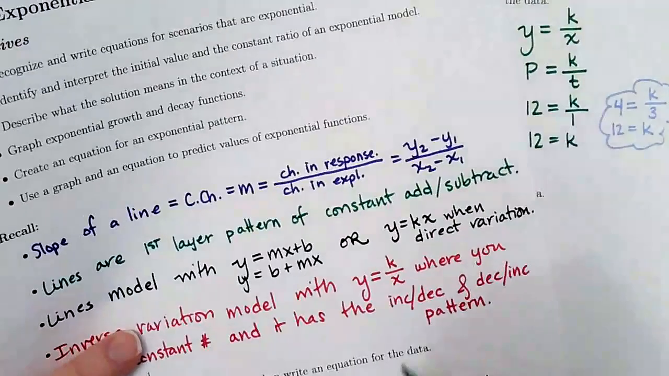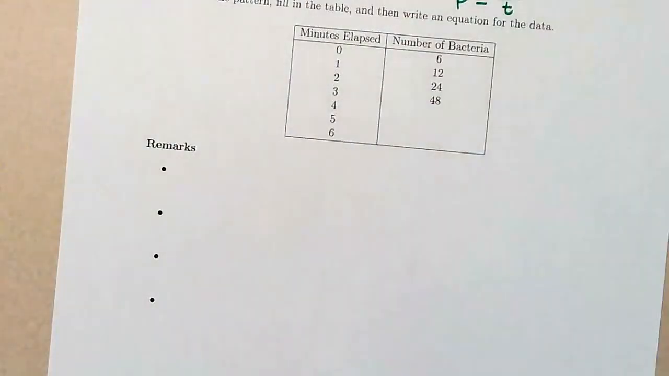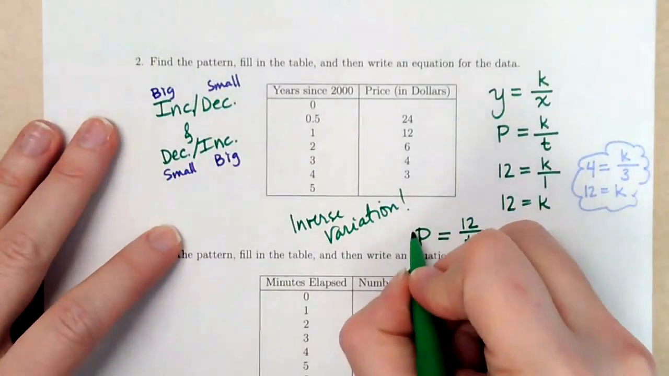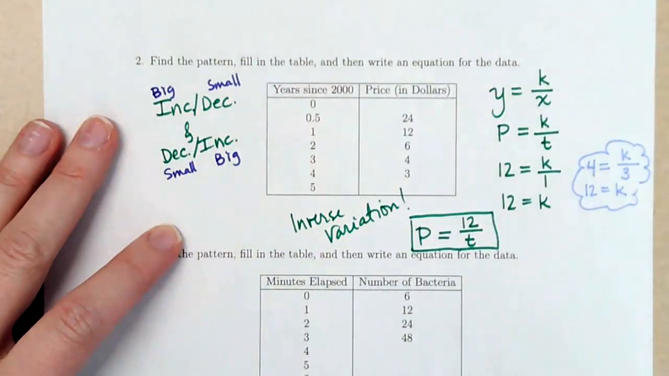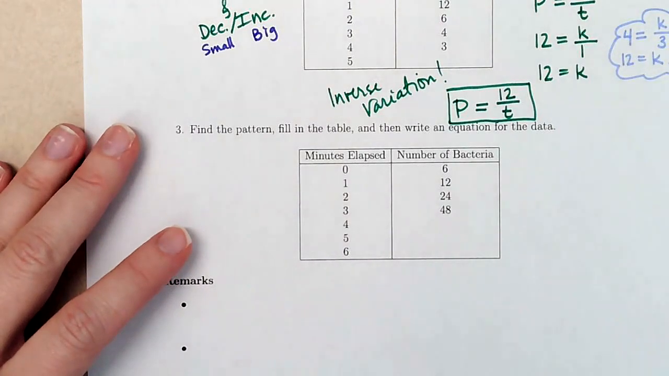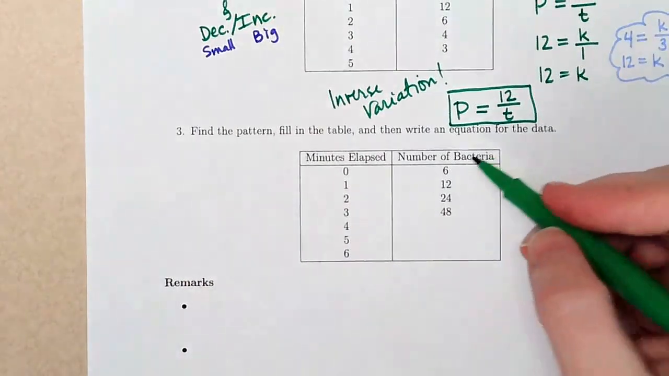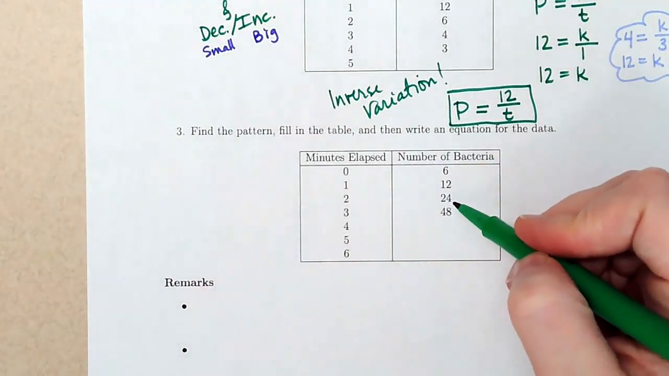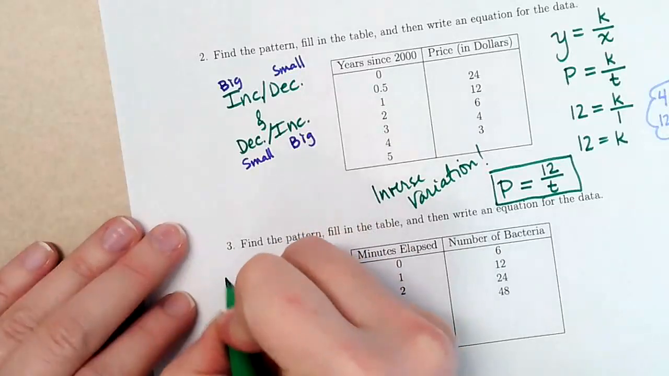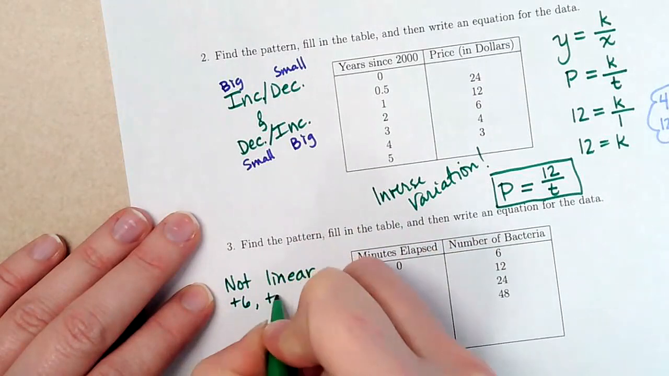Here, that was the linear model. And over here, this was the inverse variation model. Okay, now let's suppose we have a different scenario. We have minutes elapsed and number of bacteria. What is the pattern? Fill in the table. I see +6, +12. So it's not linear, because it went +6 and then it went +12.